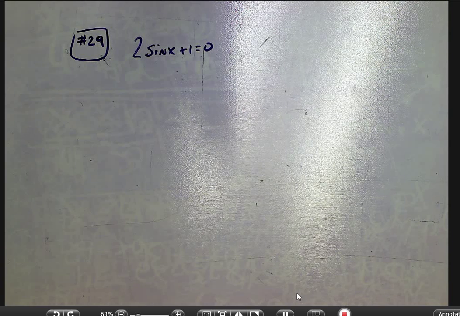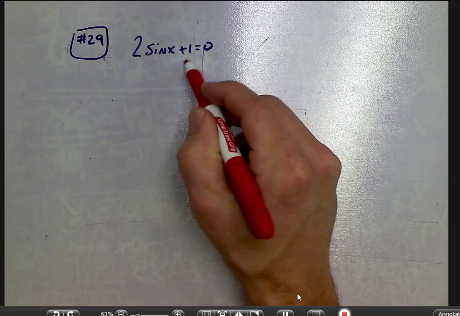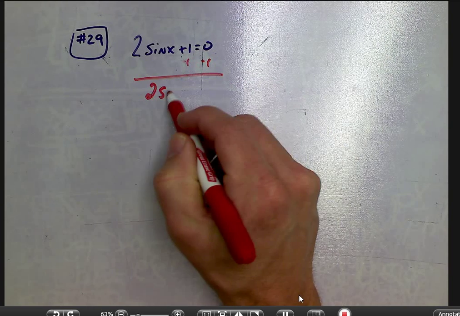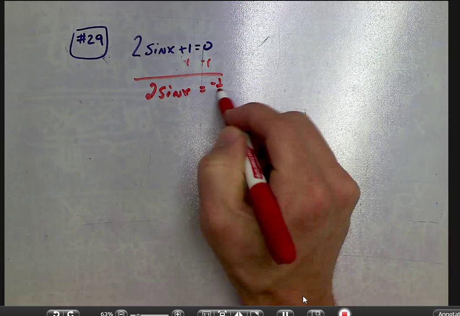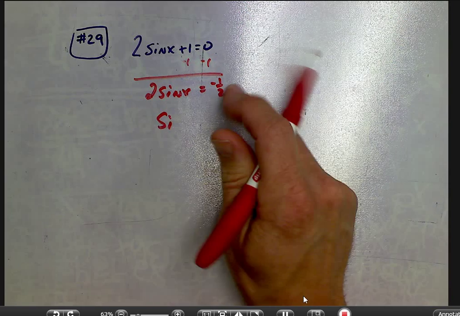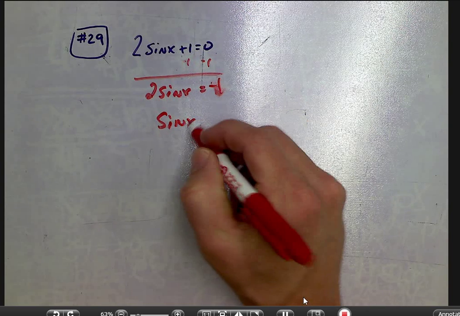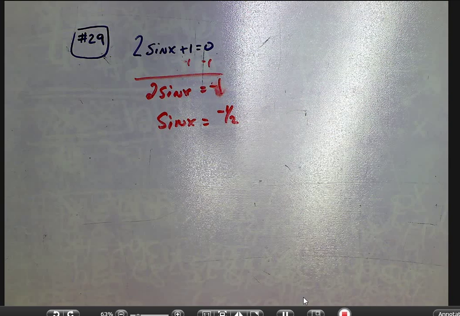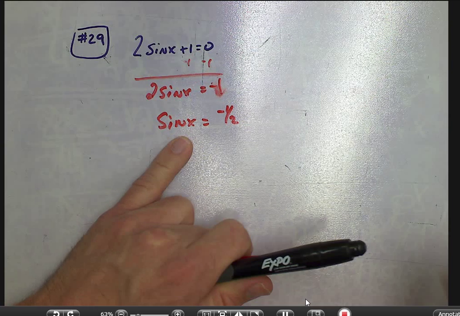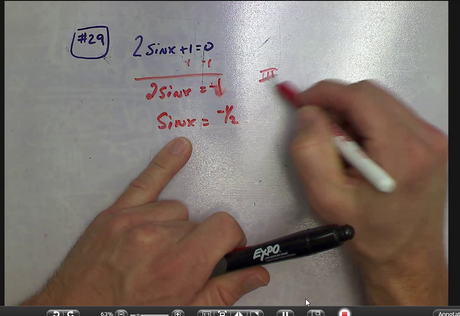Okay, so you've pressed pause, you had a chance to work out 29. Hopefully by now you've subtracted 1 to get 2 sine x equals negative 1. If you divide by 2, you get sine x equals negative 1/2. This is similar to number 1, but it's different. Sine is negative in quadrants 3 and 4.